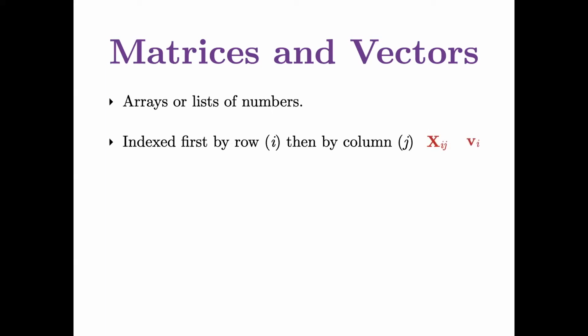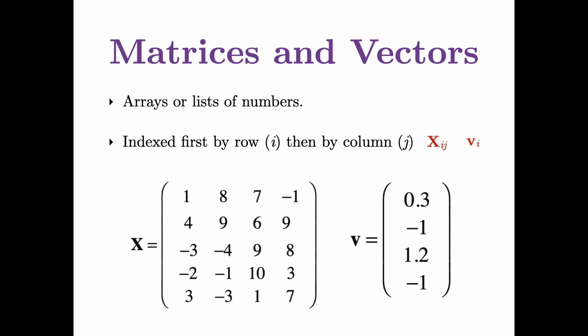So when we look at X_ij, that capital X, always a capital letter, always refers to a matrix, and the ij subscripts refer to the ijth element, so in row i, column j. The lowercase bold letters represent vectors. So here I have an example of a matrix and a vector. x_2,3 would be that element 6 in the second row, third column. And of course, I only need one subscript for a vector because there will only be one column or row. So v_2 would be the second element in the vector.